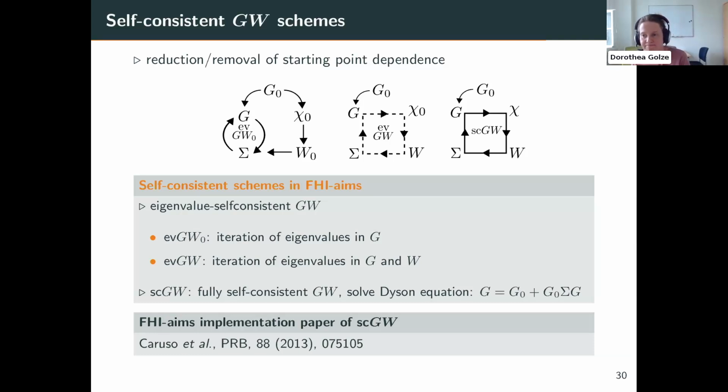Yes, thank you. Then there's another question from Samuel: could you comment on the validation efforts between GW for periodic solids in FHI-aims and other codes, for example Yambo, Abinit, BerkeleyGW, and so on, and on the stability of the analytical continuation in general? What is the order of magnitude of the agreement between these different codes?